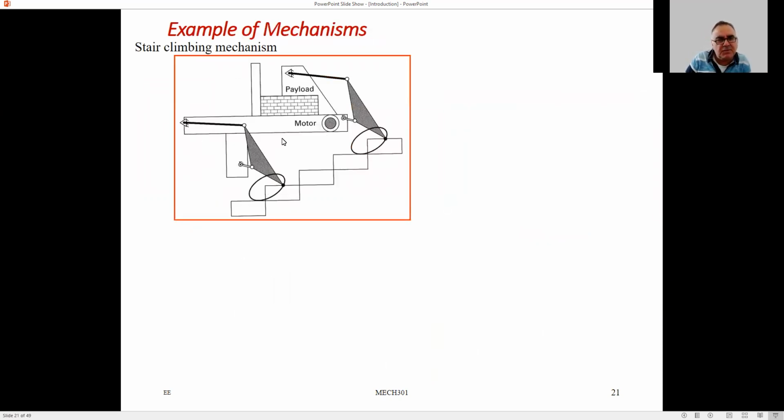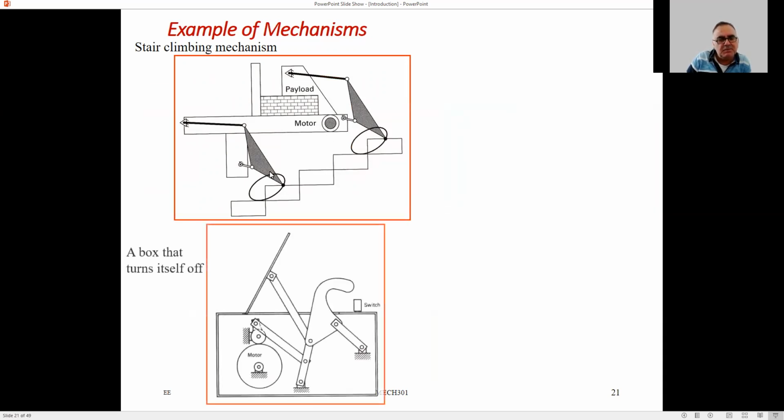This device, this mechanism climbs the stairs by help of a motor. So it is designed to climb the stairs. And here you have a box. This is a silly toy, actually.